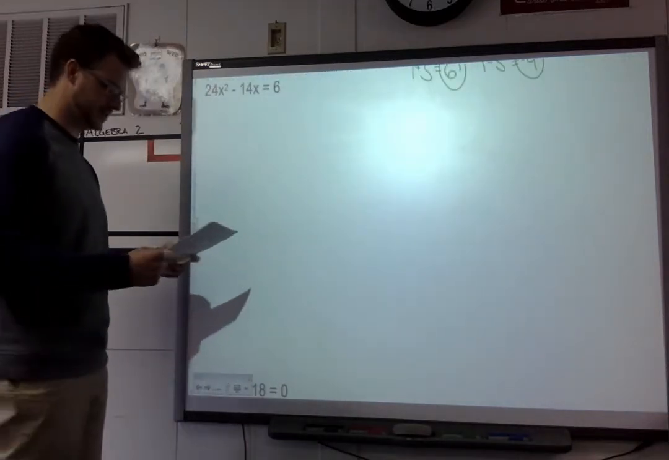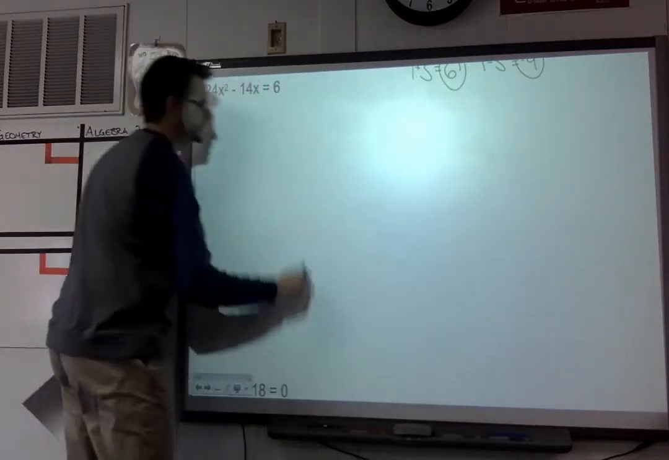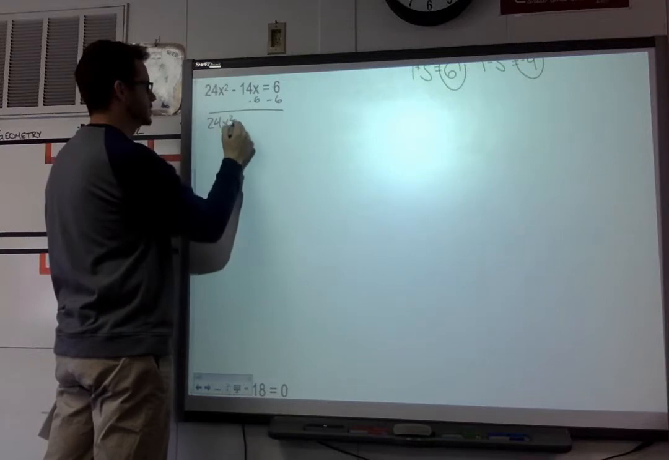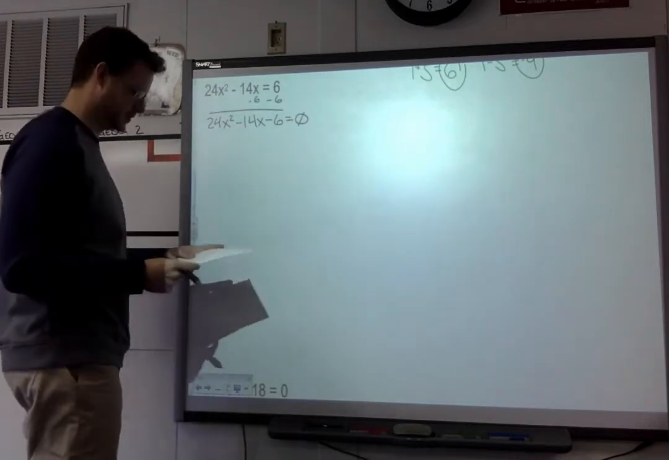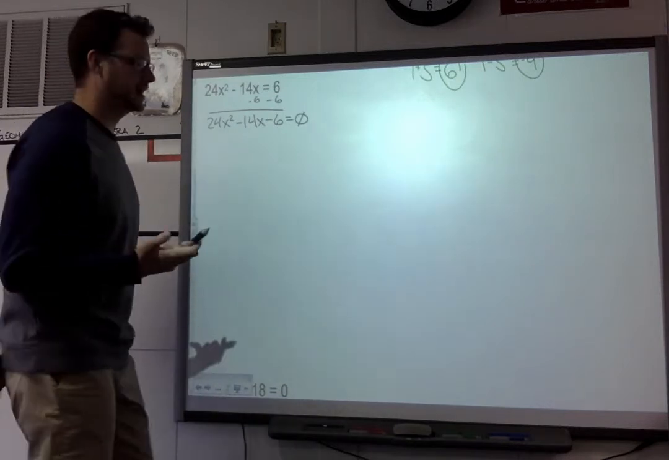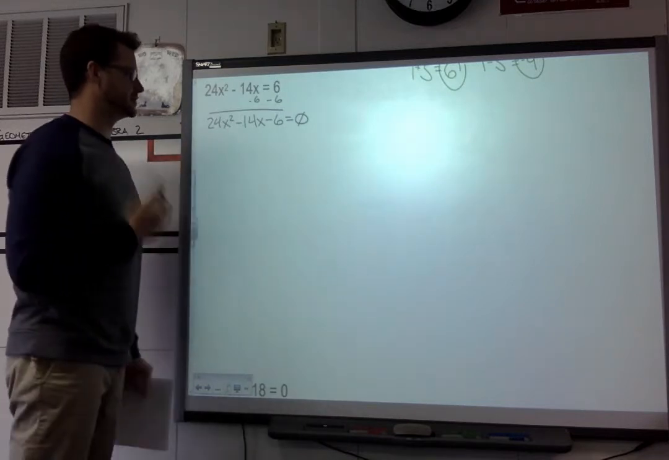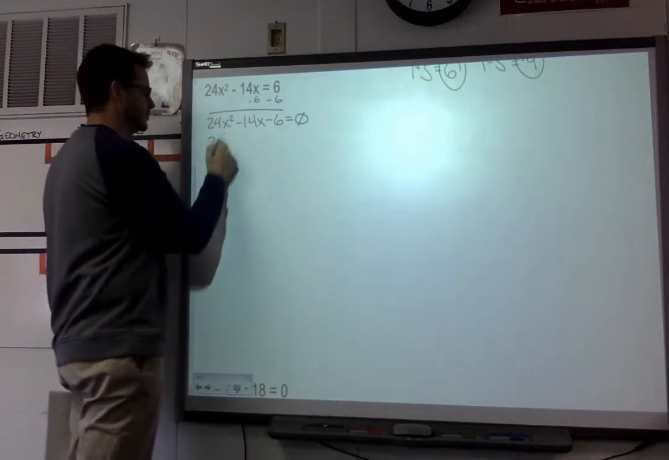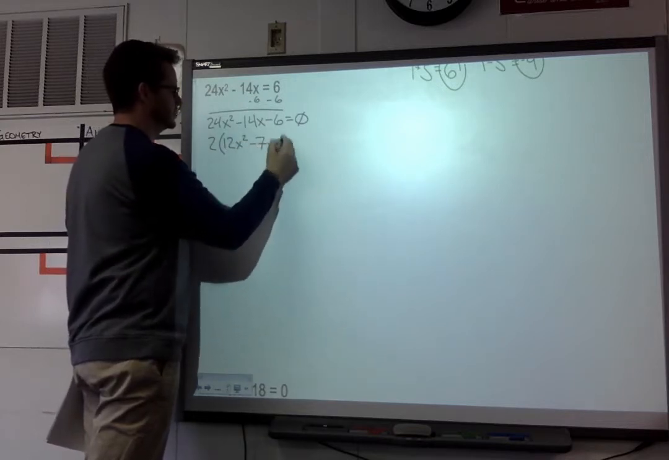24x squared minus 14x equals 6. So this time, first thing I need to do is get everything set equal to 0. I need to subtract this 6 over. So 24x squared minus 14x minus 6 equals 0. Now, just like I've said before, whenever you're solving these trinomials, you always want to see if there's something you can factor out first. So 24, 14, and 6, I can take a 2 out of each of those, which would leave me with 12x squared minus 7x minus 3.